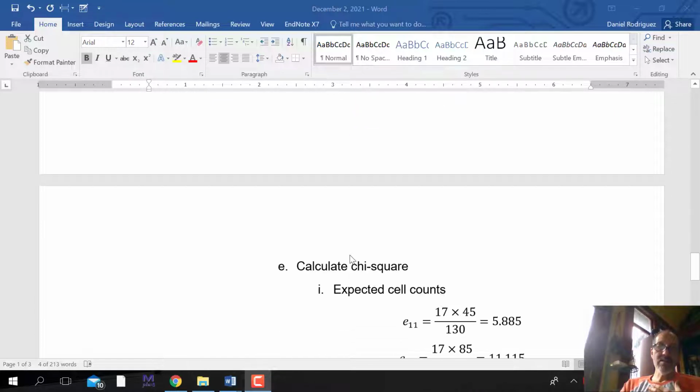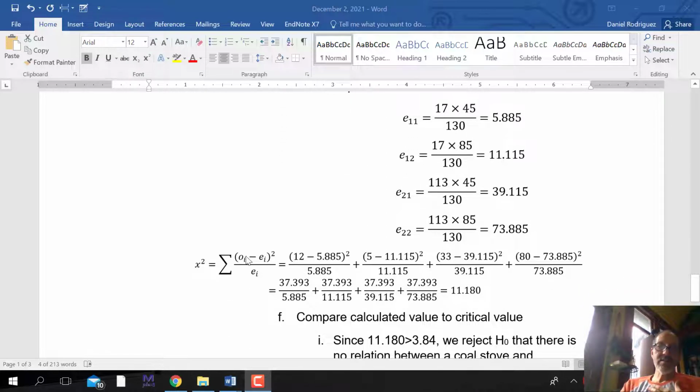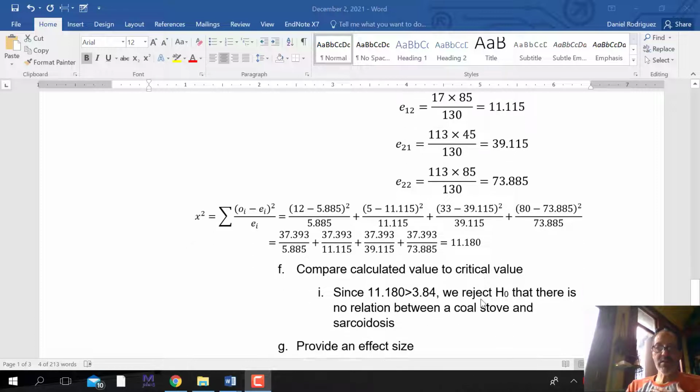So we look at the observed number of successes minus the expected number of successes for that cell. So it's 12 minus 5.885, squared, divided by 5.885. And we do the same for cell 1,2, cell 2,1, and cell 2,2, because we're summing across the 4 different cells. We carry out that summation and we get 11.180, and that's our chi-square value.